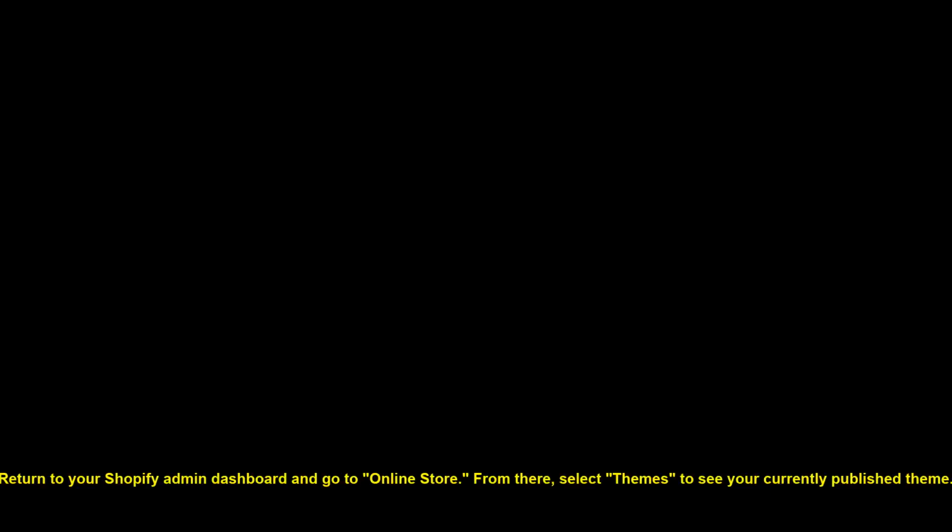Return to your Shopify admin dashboard and go to Online Store. From there, select Themes to see your currently published theme. Click on Actions next to your theme and choose Edit Code. In the code editor, look for the theme.liquid file under the Layout section. Open the theme.liquid file to access the code.